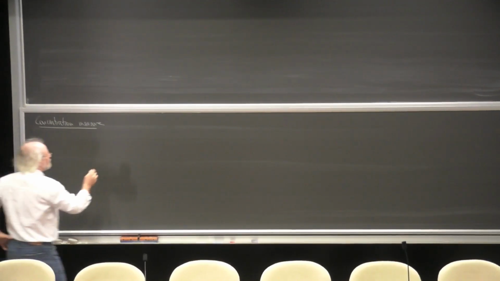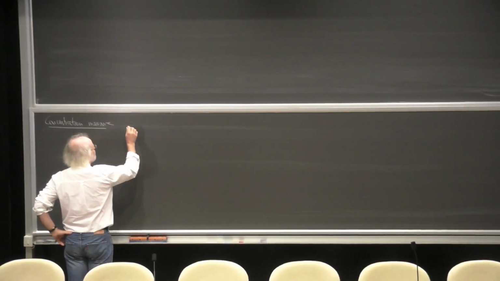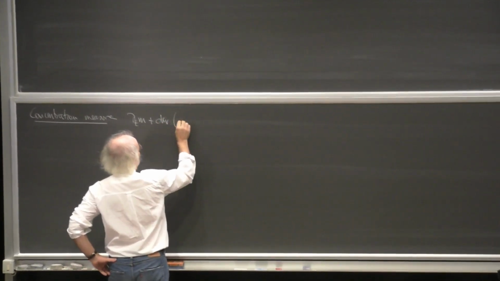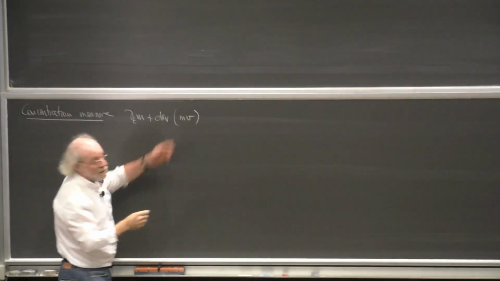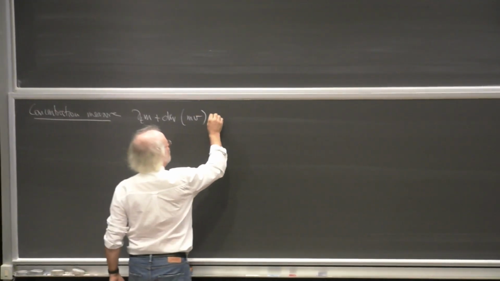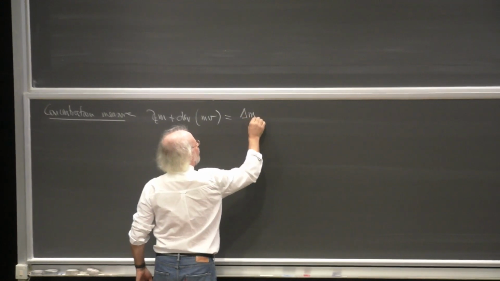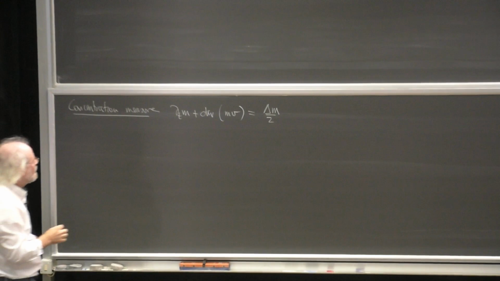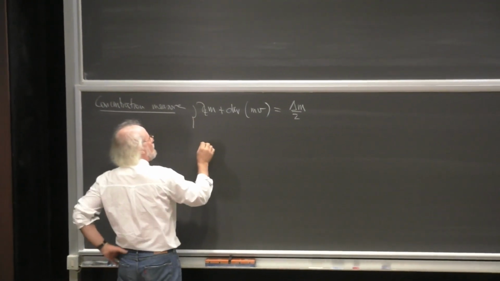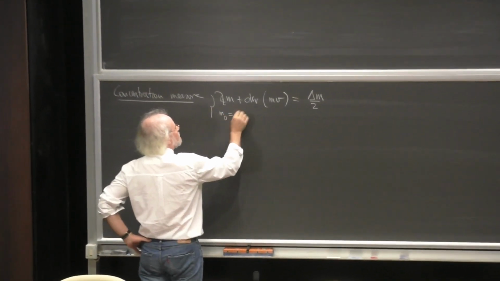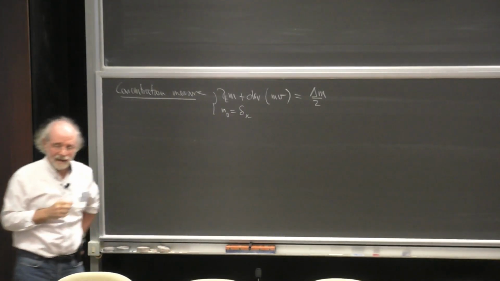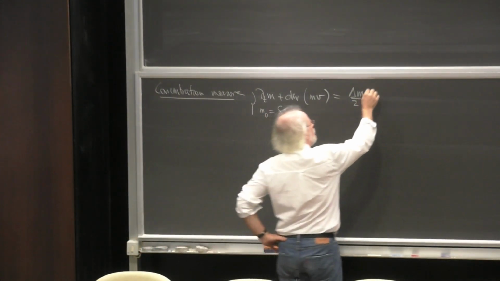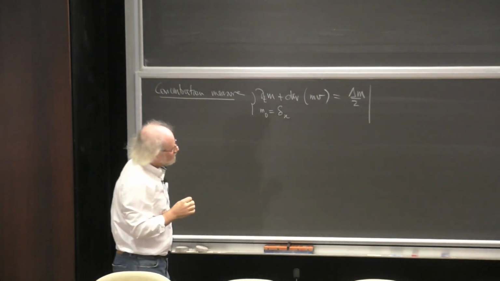So consider the following Fokker-Planck equation: ∂_t m plus divergence of m v, where v is a velocity field, equals Laplacian of m divided by 2, because I do probability theory, so I divide by 2. And the initial condition is m0 is a Dirac mass at some point x. All right. Then the result is as follows.